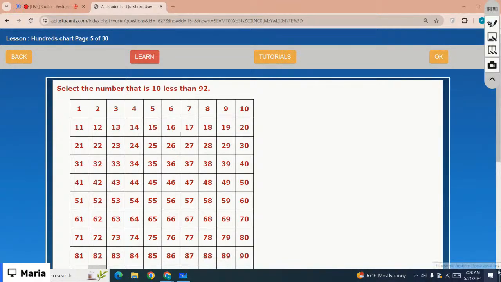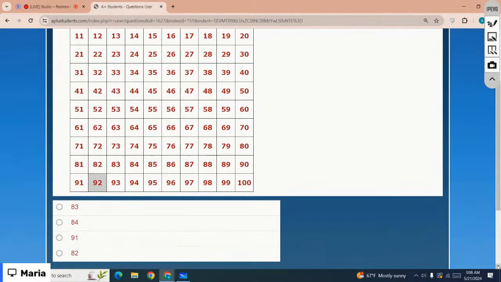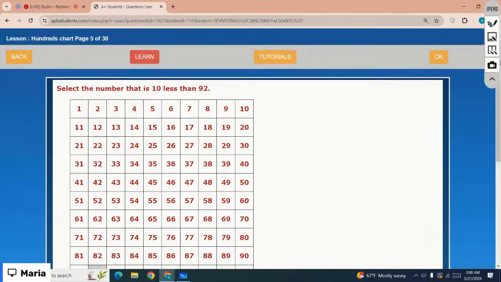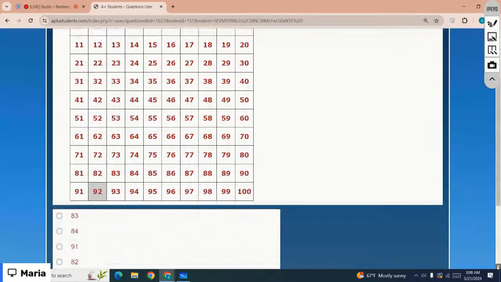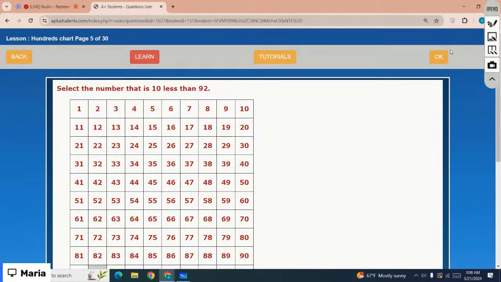Okay, so the correct option is, I forgot the question. Select the number that is 10 less than 92. That means you have to move one up. So 10 less than 92 is 82. The correct option is 82.